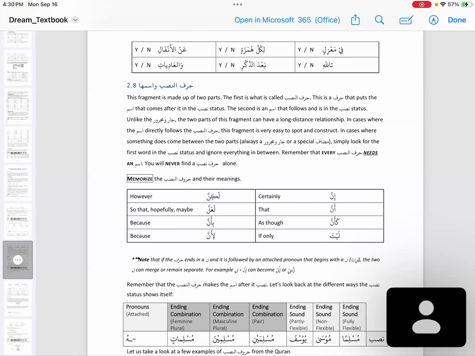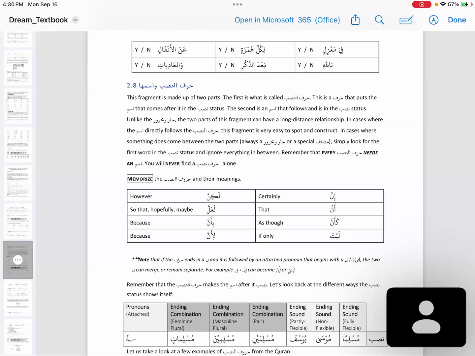As you can probably guess from the name, Harf Nasab, like a Harf Jar, what did the Harf Jar do? Harf Jar changes the status of the next Ism to Jar. What does the Harf Jar do? Harf Jar changes the status of the next Ism. Next Ism means the Ism that comes right after it. It changes its status to Jar.